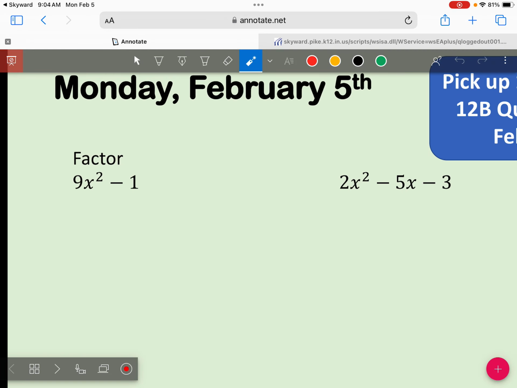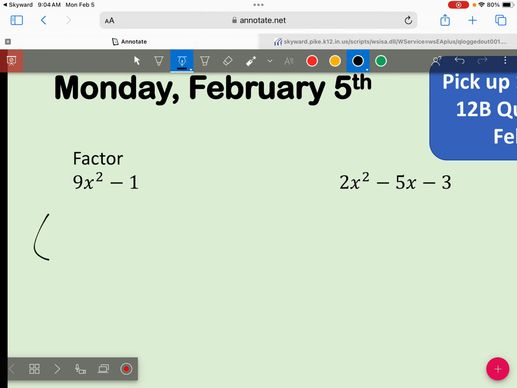Who recognizes what this pattern is? This is one of the patterns that we learn from in our factoring unit. Who remembers how to factor that down? You got two terms. They're both perfect squares and it's subtraction. Anybody remember how that factors?